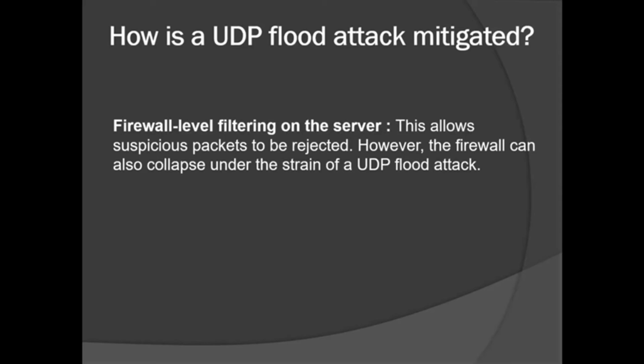However, a firewall can also collapse at a certain point when UDP packets or TCP/IP packets are overloaded. But the firewall's main task is to filter the packets that have been received by the server, and even to avoid a UDP flood attack, UDP packets could be filtered out.